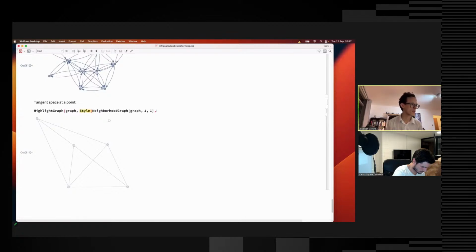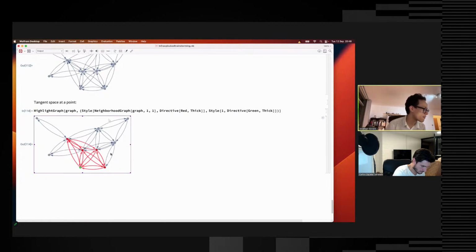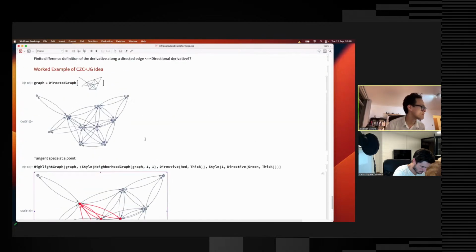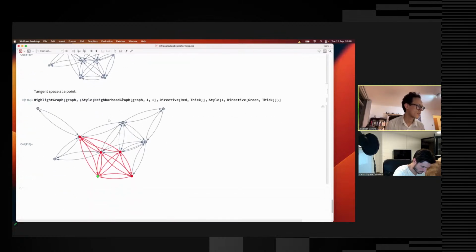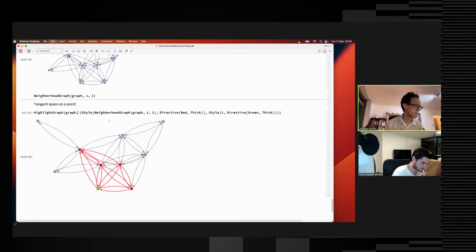So I take style neighborhood graph, directed, red, thick, and we'll style the vertex specifically as green. Okay, so we've selected a vertex, but that's not ideal. Neighborhood graph doesn't respect directedness in that way. But that's all right. We can fix that probably. How do we do that?